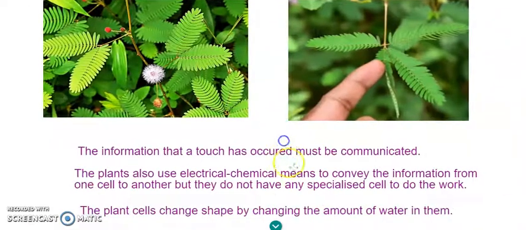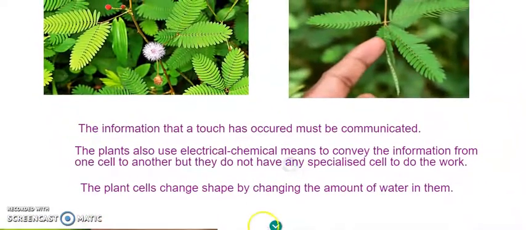So how do the touch-me-not plant leaves communicate? They communicated the message. That's why the leaves did wilt up, right? So plants do use electrical and chemical means to convey information from one cell to another, but they do not have any specialized cell to do the work. Indirectly, the parts of the plant themselves have a coordination system where they are sending electrical and chemical messages among themselves in response to a particular stimulus.